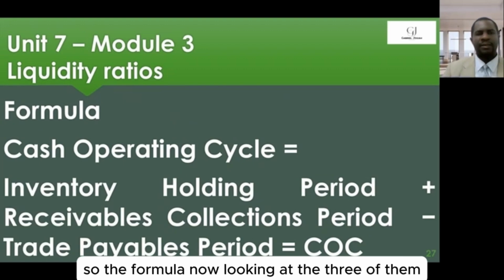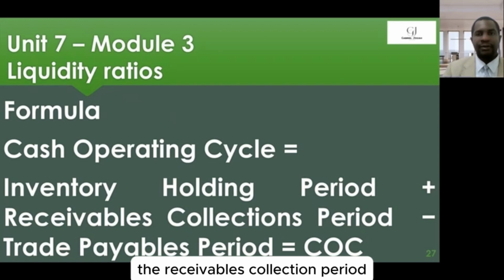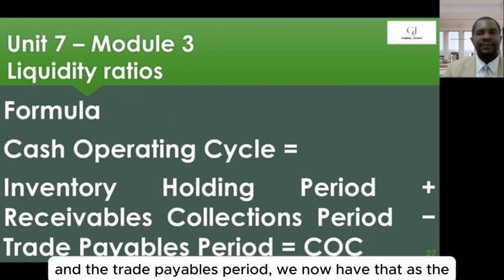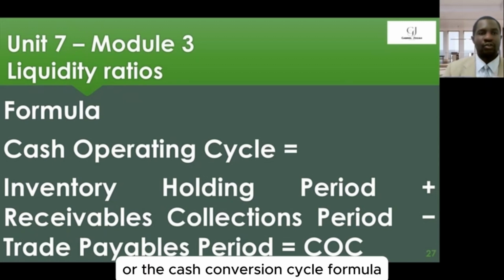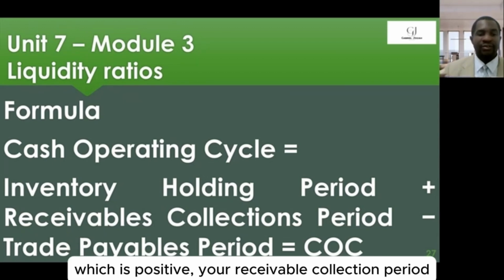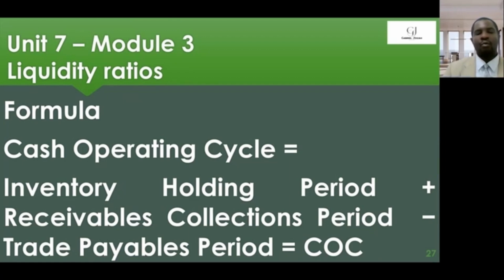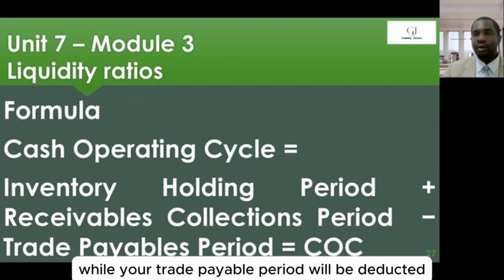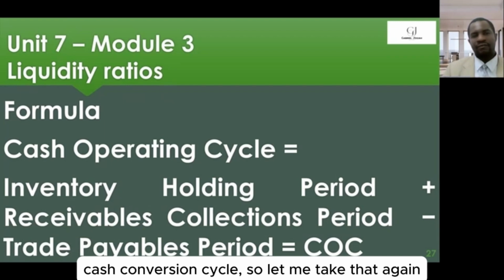So the formula now, looking at the three of them, the inventory holding period, the receivables collection period, and the trade payables period, we now have the cash operating cycle or the cash conversion cycle formula, which is your inventory holding period, which is positive, your receivable collection period, which is added to your inventory holding period, while your trade payable period will be deducted to have your cash operating cycle or your cash conversion cycle.